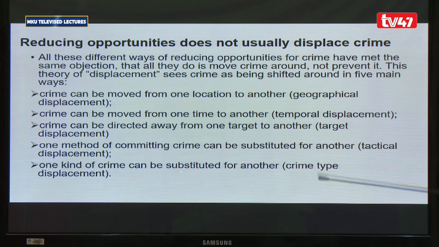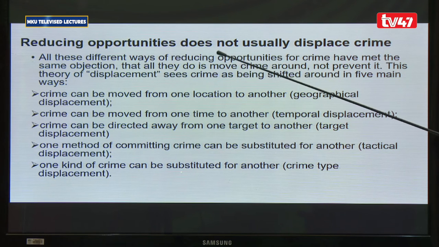Then also, a third type of displacement is target. So you take your target of crime from one target to another one. Then also you have tactical. Tactical is where you change the method or the tactic of committing the crime. Then the last one is crime type. So you change the types of crime you are committing.